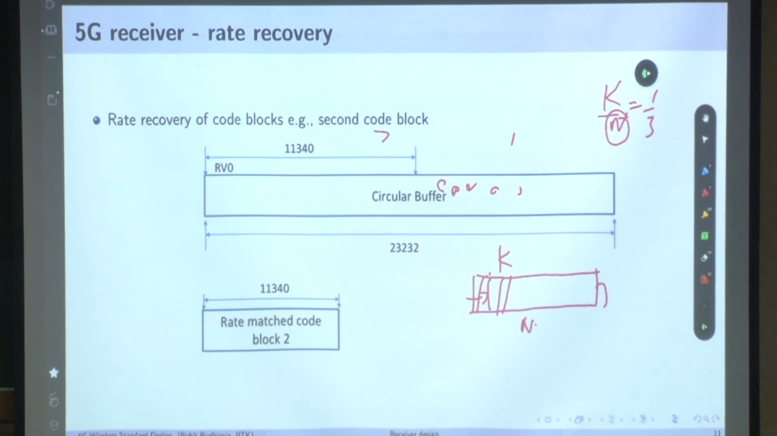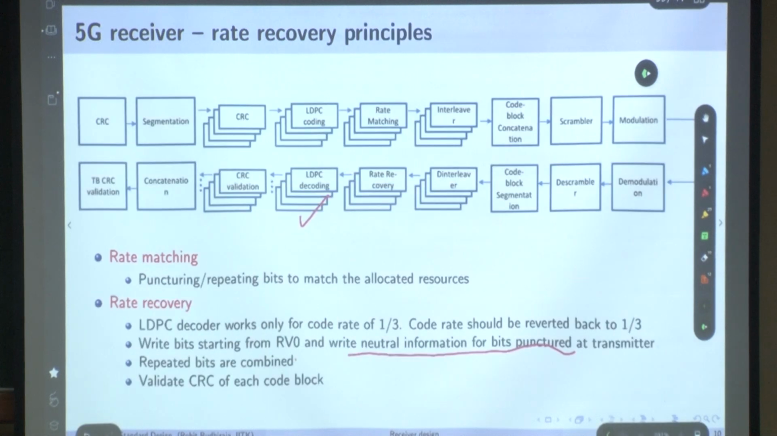Because the user has asked for a lower rate. If you don't do this combining, then you are making your LDPC decoder work at rate 1 by 3. The user has not asked for 1 by 3, it has asked for a rate lower than 1 by 3. You need to revert it back to that lower rate. And how do you do that? You simply add those bits. That's the idea. I hope you get it. So repeated bits are combined.